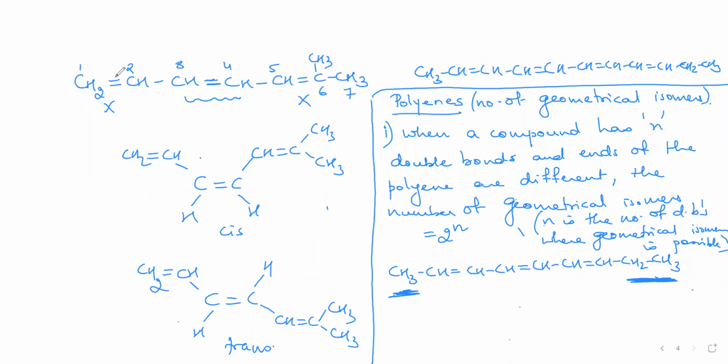Is geometrical isomerism possible at this end, the left end? No. Is geometrical isomerism possible at the right end here? Again, no. So can I say only this double bond can show geometrical isomerism? So it will be 2 raised to 1, because only one double bond can show. 2 raised to 1, that means 2 configurations, that is cis and trans. Did you understand the first rule? All of you understood this rule?